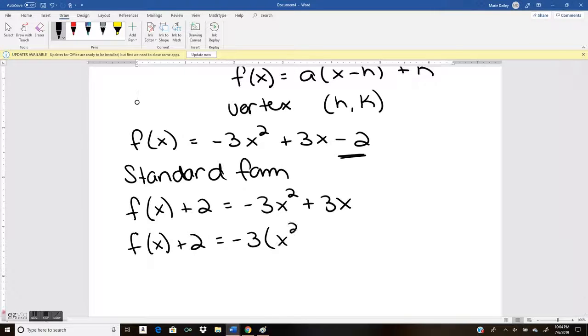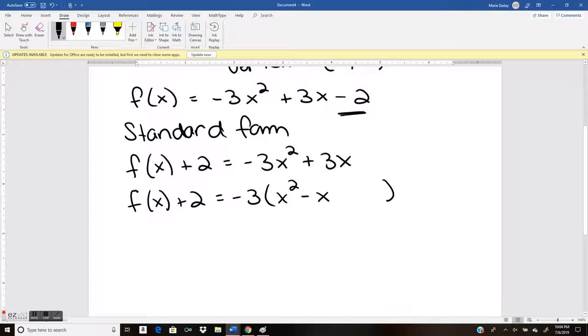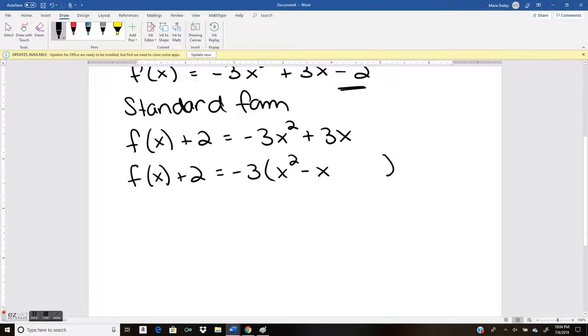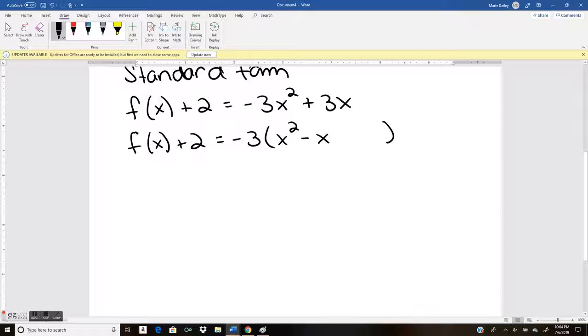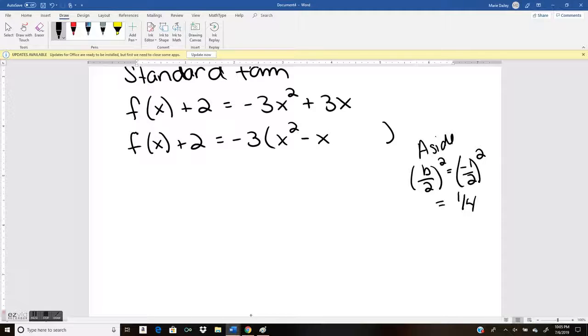Now I'm going to leave myself a little bit of space here. Okay, now we want to complete the square. So to do that, we're going to utilize the aside. Now remember, my aside is going to be b over 2, and we're going to square that. b in this instance is going to be that negative 1. Square it to give me a magic number of 1/4. So I'm going to add 1/4 to this side to complete that.